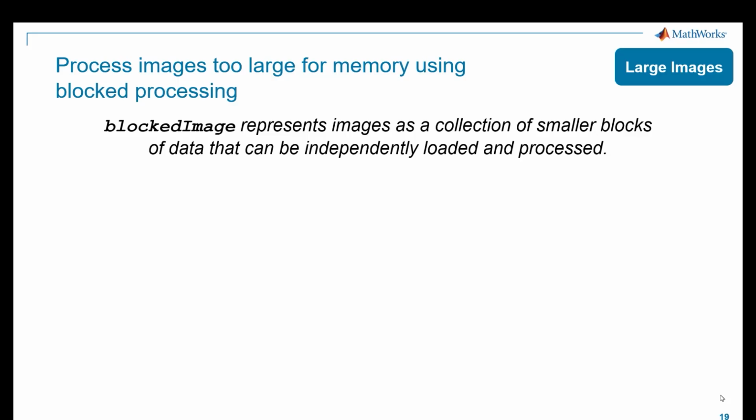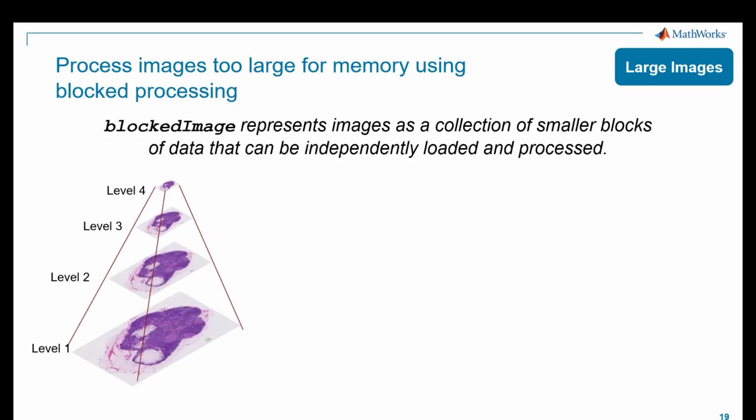Next, we turn our attention to answering the question, how do we process images that are too big to fit in your computer's memory? Using blocked image processing, we can parse arbitrarily large images as collections of smaller blocks that we can then load, visualize, and process individually. To do this, we create a pyramid of our data with levels ranging from full resolution all the way down to thumbnail size. And whatever calculations we need to make, we perform on the level that makes sense for that particular operation.